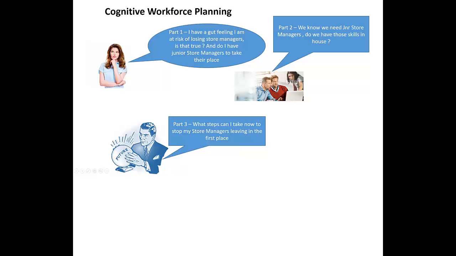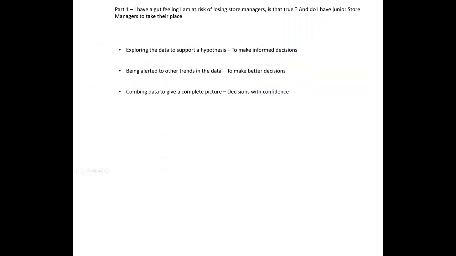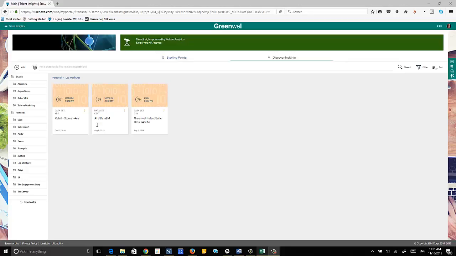In part two, we'll look at, do we have those store managers, and do we have those skills in-house? And in part three, well, how do we stop the store managers from leaving in the first place? So let's move on to part one, and we'll look at exploring the data to support a hypothesis, then being alerted at trends in the data that we might see, and we'll bring a lot of different data sets together to give a complete picture to help us make better decisions.